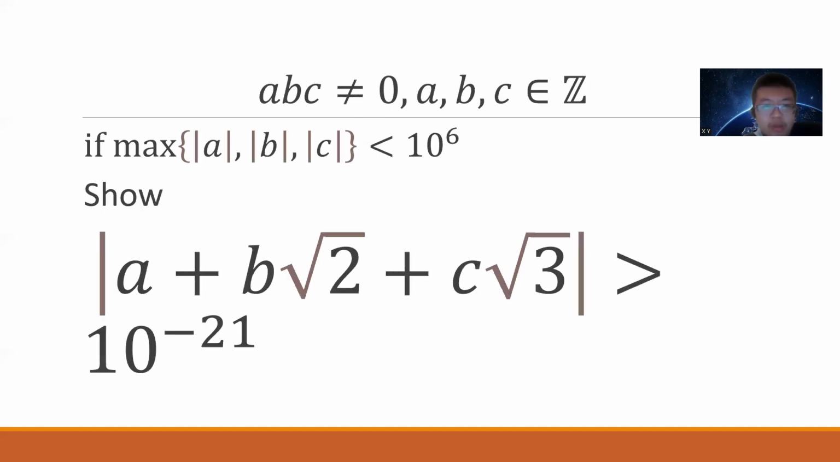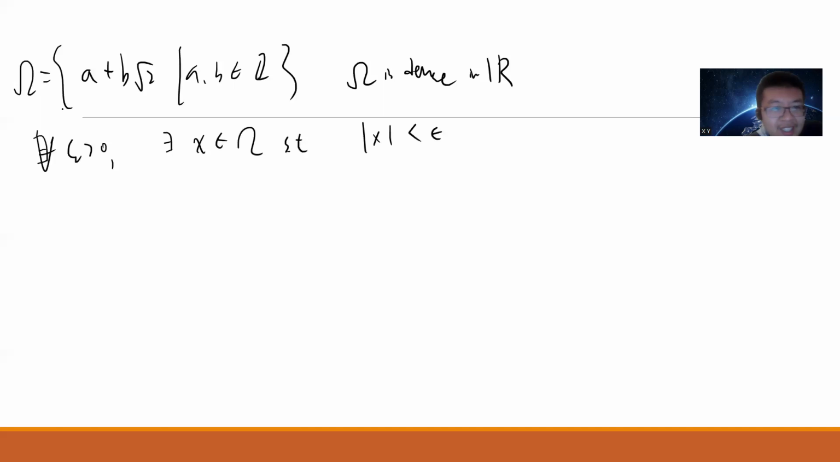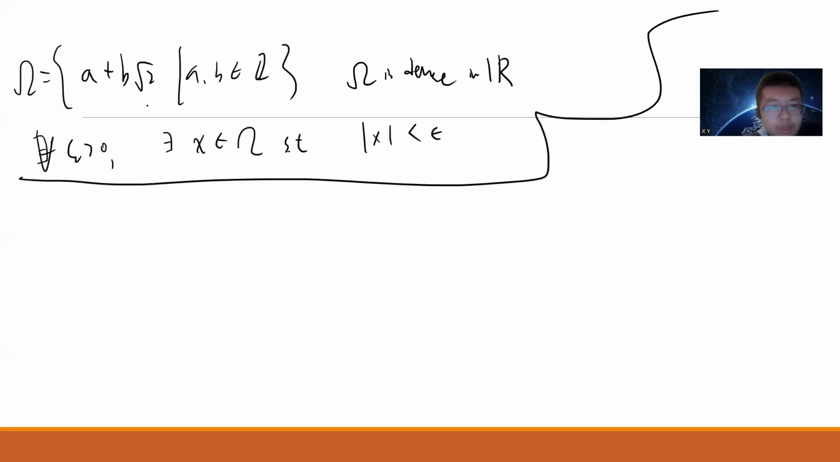But this question tells you that if you set some maximum bound for each number, you can get some lower bound. Although this lower bound is very small, you can get something. Basically, if you set the upper bound for your coefficients, then you can derive the lower bound of such an irrational number. So let's try to prove this with a simple example. Hopefully it will give you some idea of how to prove it in general.